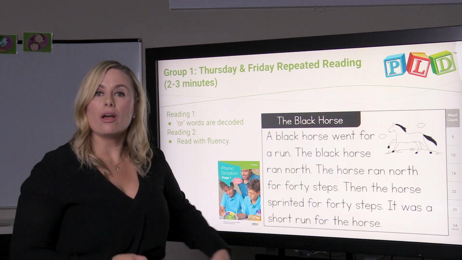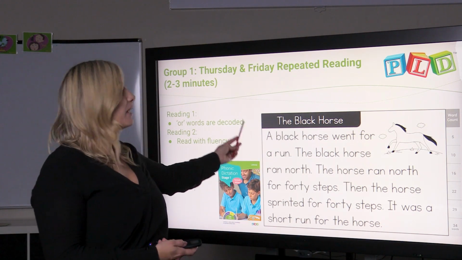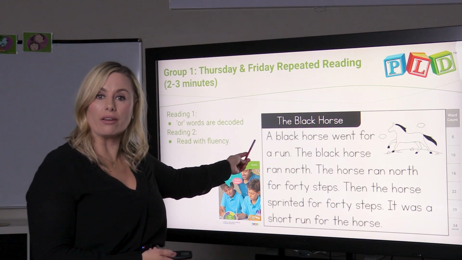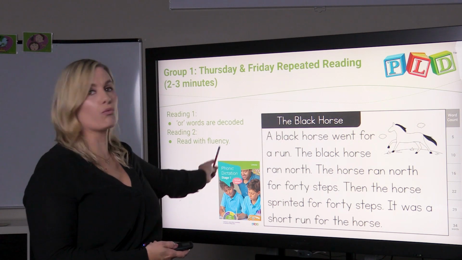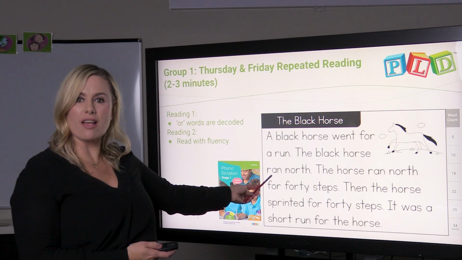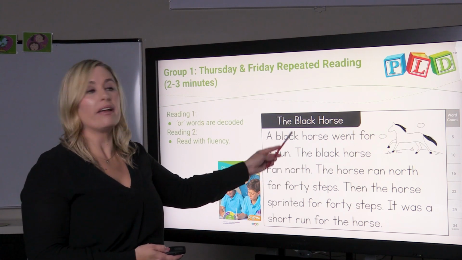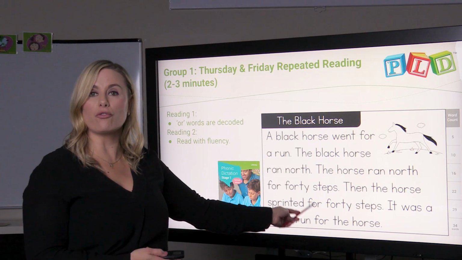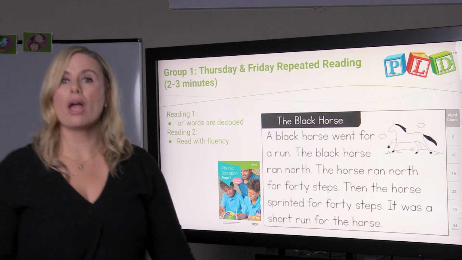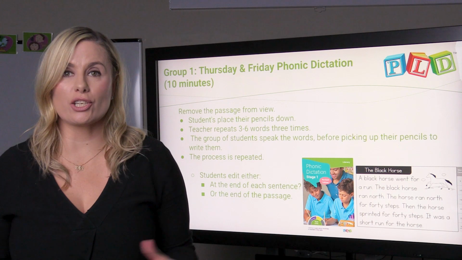Reading for fluency. The black horse. A black horse went for a run. The black horse ran north. The horse ran north for 40 steps. Then the horse sprinted for 40 steps. It was a short run for the horse. At this point, remove the phonic dictation passage from view.